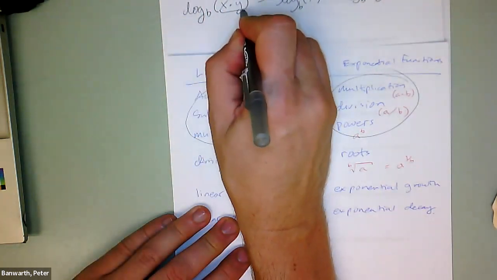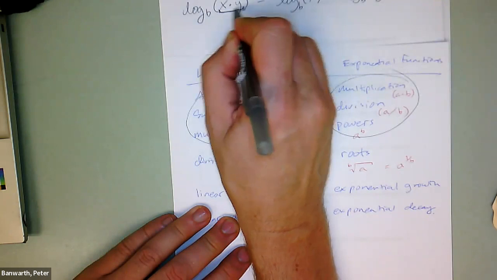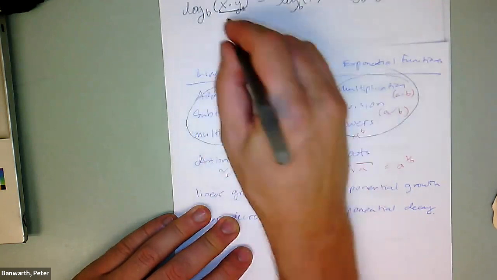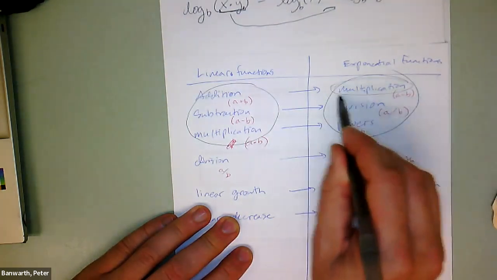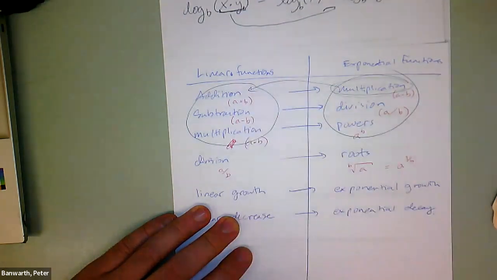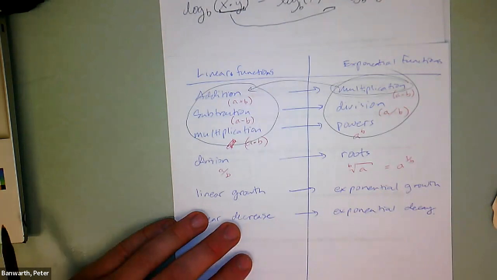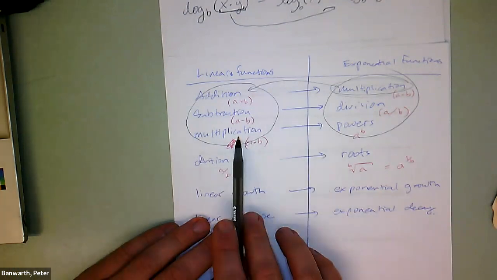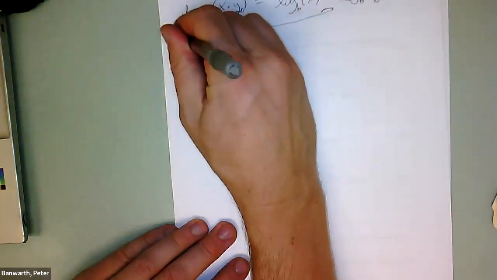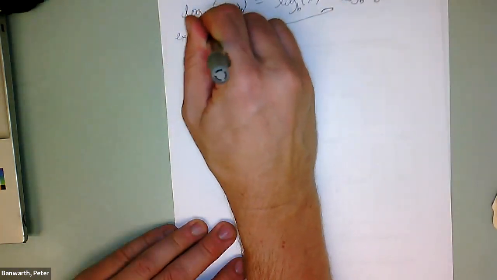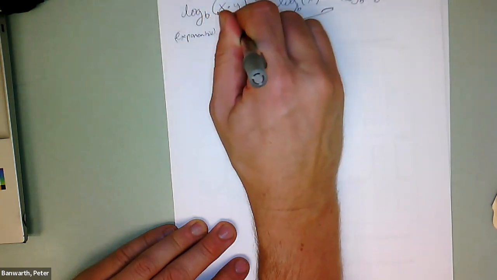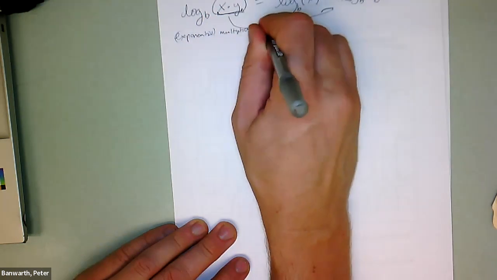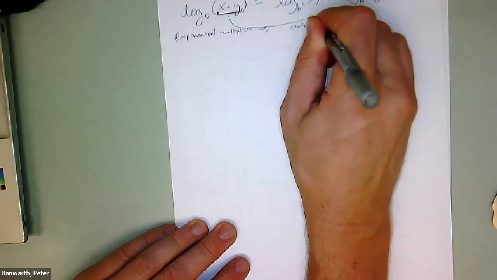Here I have a multiplication inside of a log, and I turn it into an addition. Here I have a multiplication in the exponential world, and I turn it into an addition. So the way we have our log rules is actually reversed from this. Let me just rewrite it here: exponential multiplication, through the power of logs, goes to addition.